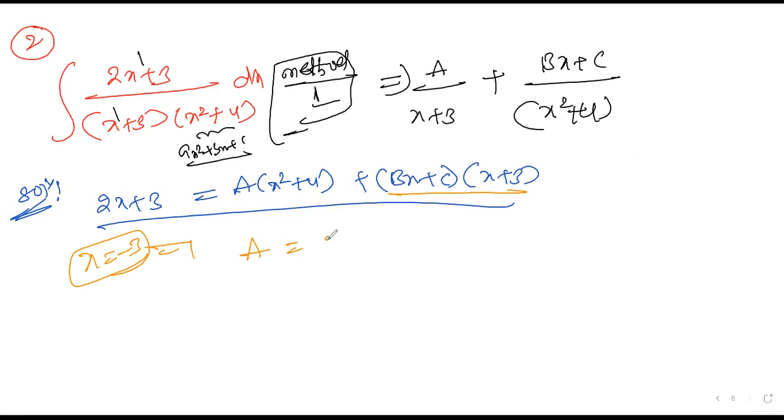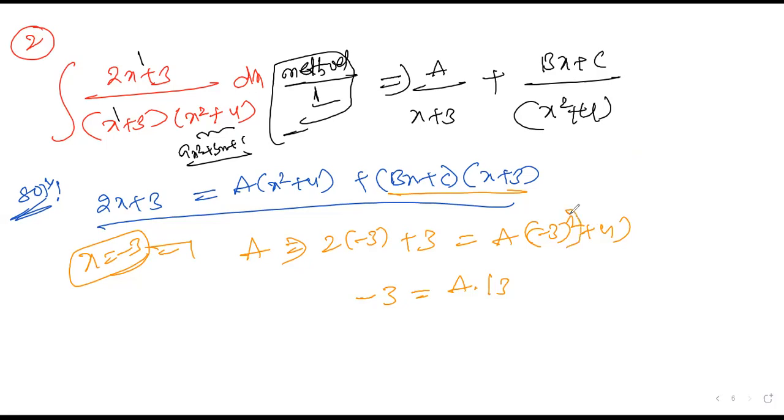So this is gone. 2 times (minus 3) plus 3 is equal to A times ((minus 3) whole square plus 4). So minus 6 plus 3, it is minus 3, is equal to A times (9 plus 4), which is 13. A is equal to minus 3 by 13, I think so. Am I clear or not? Anything else wrong? x is equal to minus 3, so 2 into minus 3 is minus 6, plus 3, minus 3 will come. This is 2x plus 3, right?